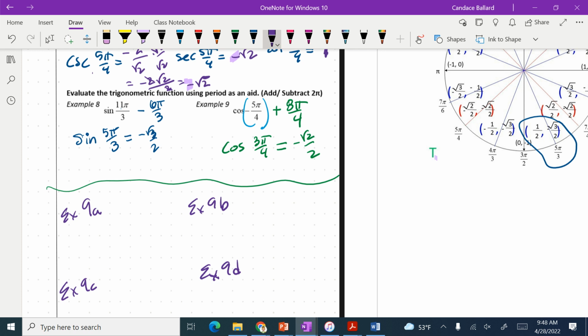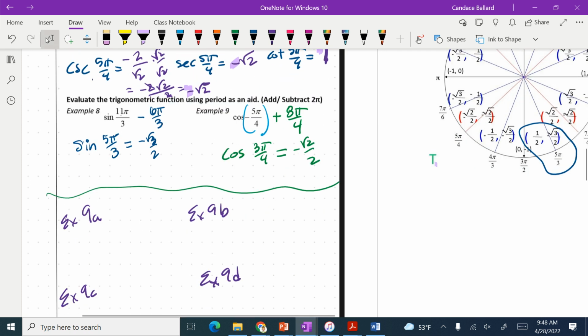So let's do the sine of, let's say, pi. Here we're going to do the secant of 3 pi over 2. This one we're going to do the tangent of pi over 2. And this one we will do the cotangent of pi. Hopefully those don't come out.